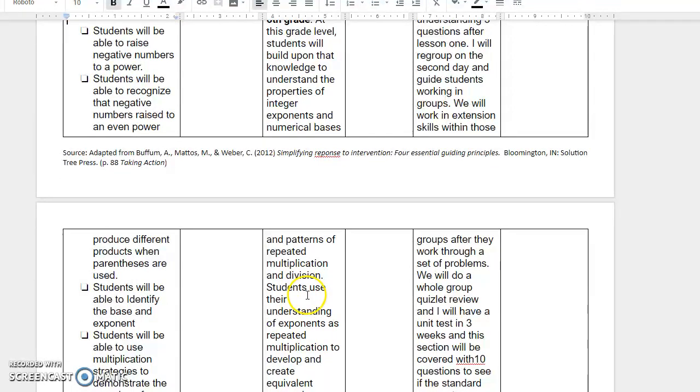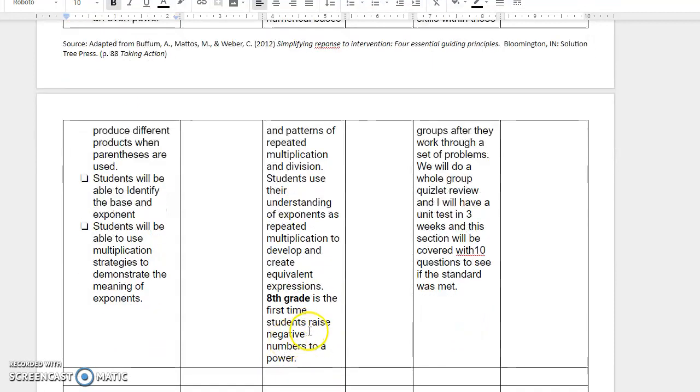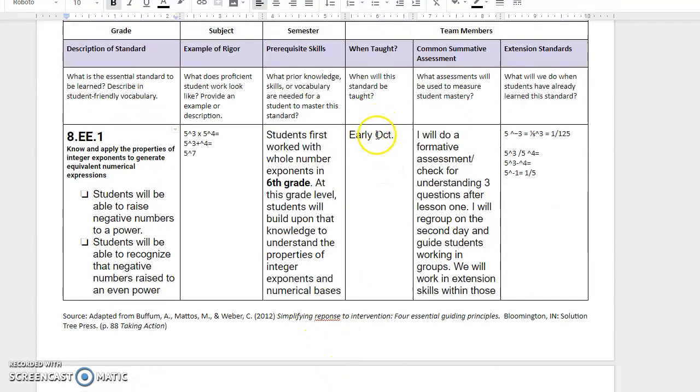So what is it that our students will already know when introducing the standard? I know you ask them, have we done this before? And sometimes you get the no answer: I've never seen this before. But you do know there's some background knowledge there, so it helps you connect and know when you're loading in your lesson how long you want to spend on that background knowledge. Students use their knowledge of exponents as repeated multiplication to develop and create equivalent expressions. 8th grade will be the first time students raise negative numbers to a power, so that's a good thing for me to know. When is it taught?